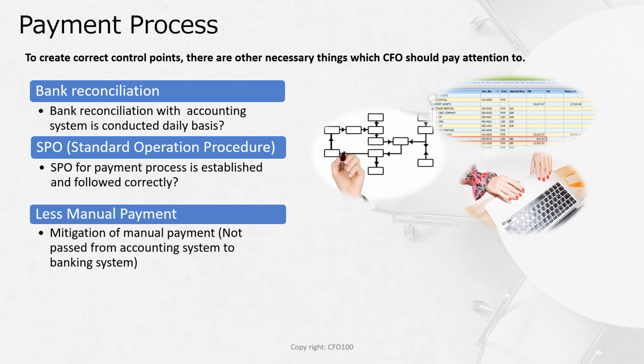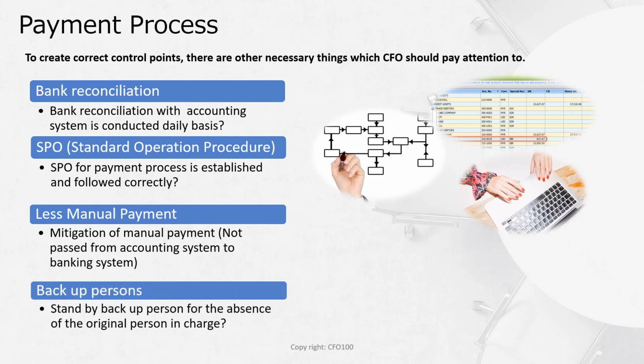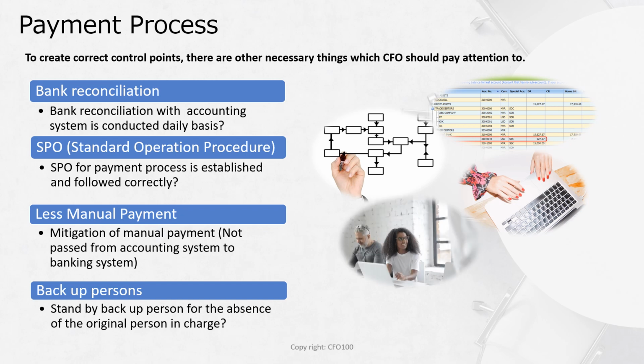And the last one is the backup person. To improve the segregation of duty, there should be a necessary workforce to do each work separately. In case some person is absent, it may be difficult to segregate from one person to another. To avoid such a situation, the CFO and each department leader should take care of manpower issues. There should be enough workforce to be backup person for each process.